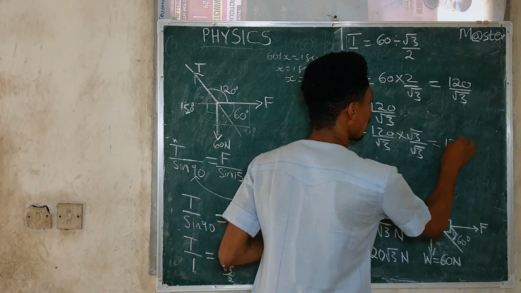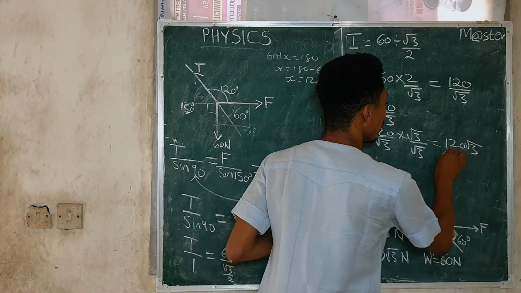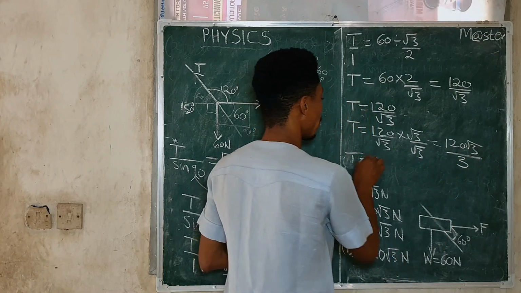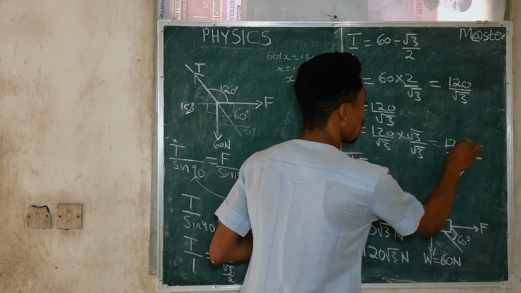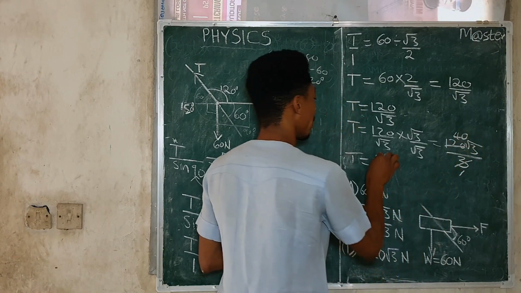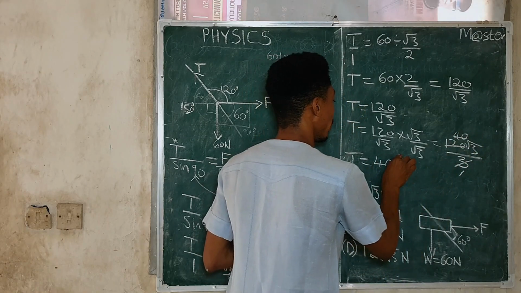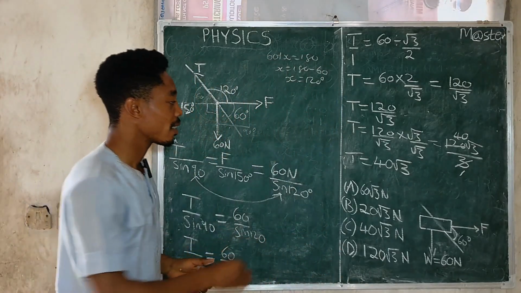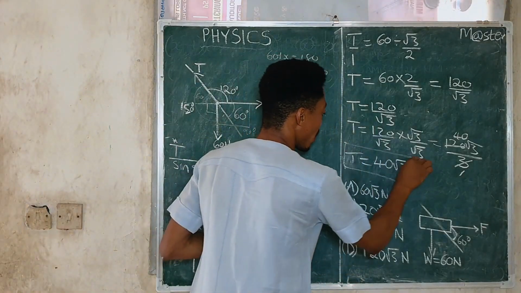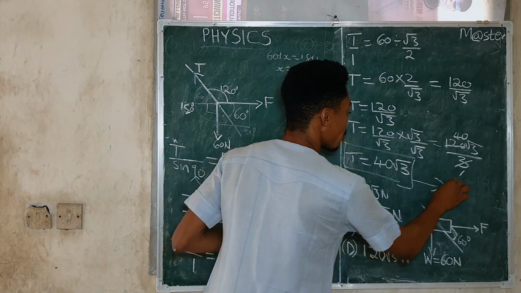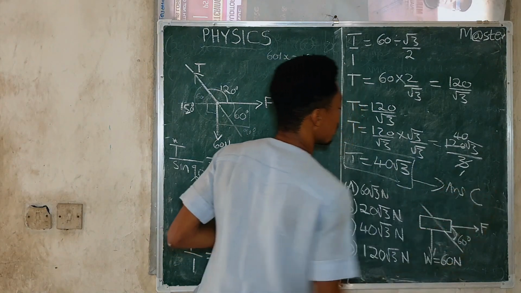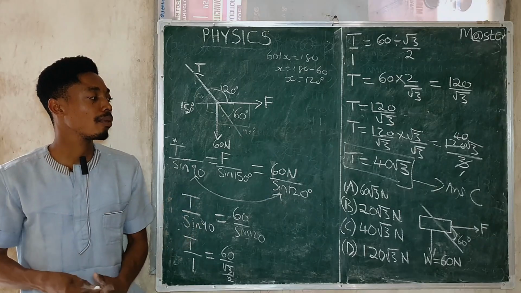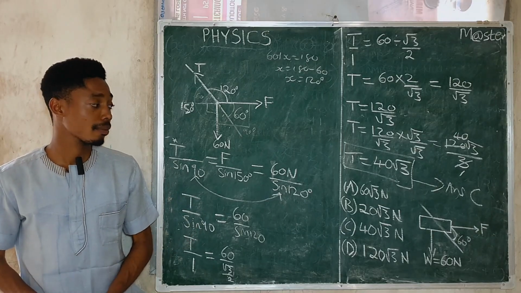So this will give me 120 root 3 all over root 3 times root 3 is 3. So 3 goes into 120, 40. So I have 40 root 3. So you can see that we have arrived at an answer. So our answer is C. So you can see how simple that question is.